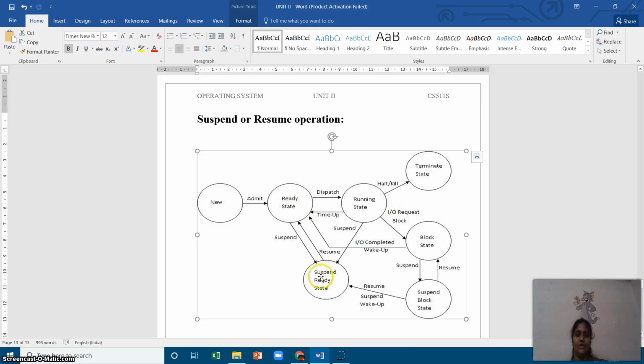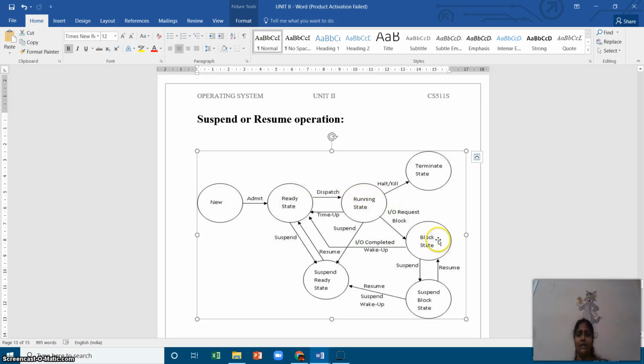It will not be going from your suspended ready state to your running state, because some other process may be executing in the running state. So whenever we want to go to your running state, it is necessary to go to your ready state. From there only it will be dispatched to your running state.